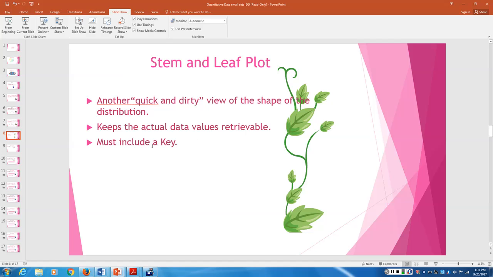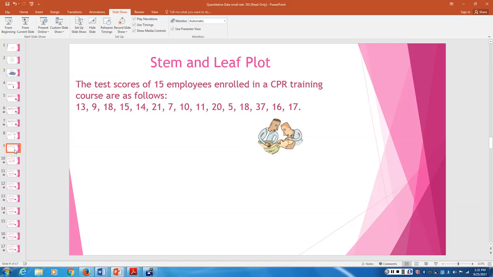But you have to include a key with that graph that explains what each value is. And I'll show you how to do that. And these are things that you would make by hand. You wouldn't necessarily want to make them on a computer because it's a small data set. So you don't want to have to haul out a piece of equipment when you only got about 20 or 25 numbers.